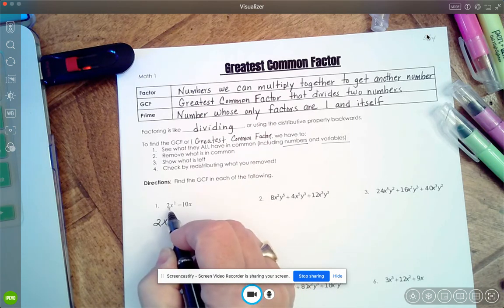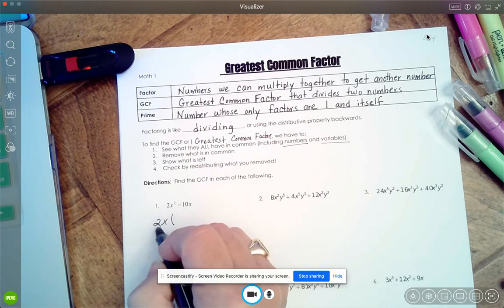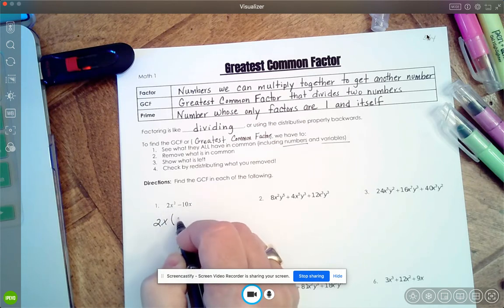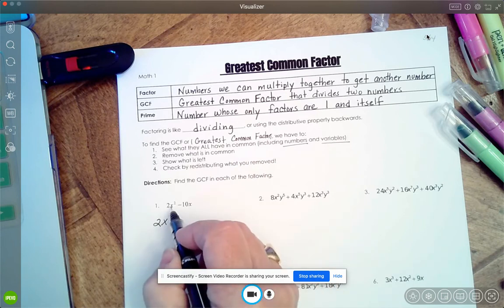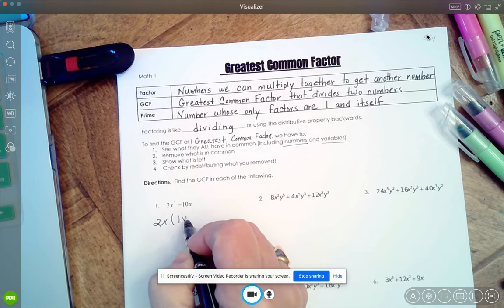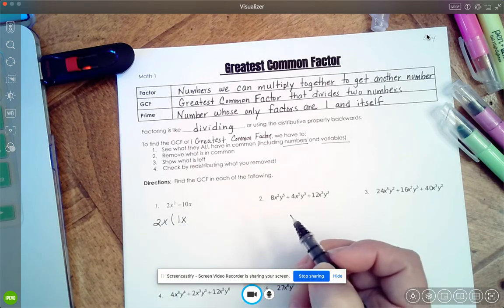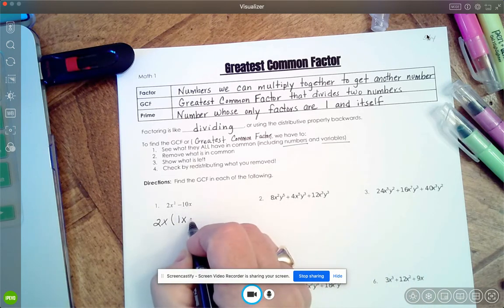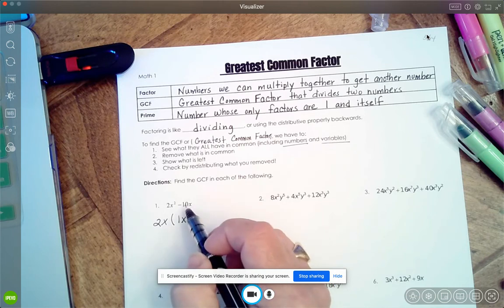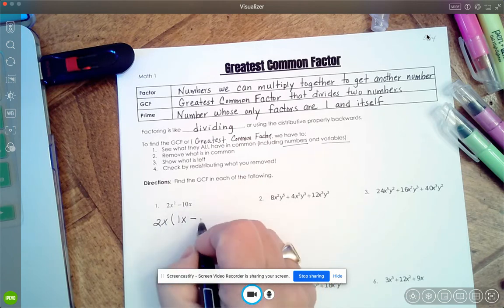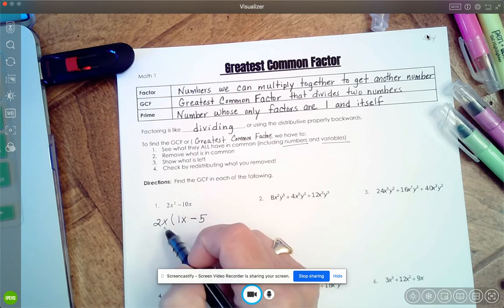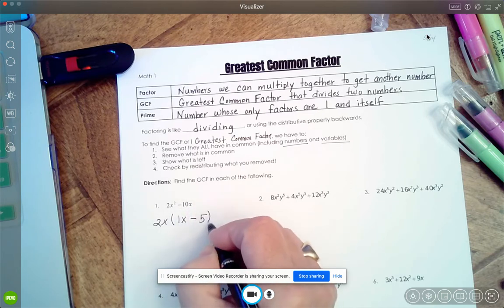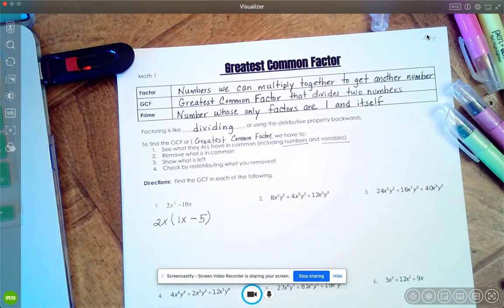So if I take a 2x squared and I factor out a 2, I just have a 1. You can put the 1 or just leave nothing there. I have an x squared, I took out 1 x, I have 1 x left. I keep the same sign. 10 divided by 2 is 5. And I had 1 x, I took 1 out. That's it. There's nothing left.